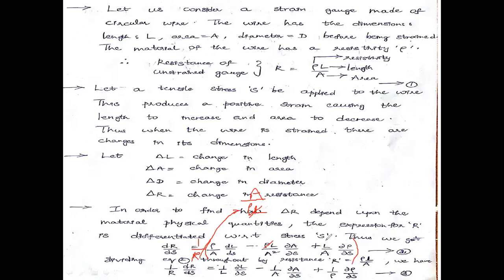And here A and A get cancelled, L and L get cancelled, and only rho remains here, plus 1 by rho dou rho by dou S. That is the meaning here. Okay, by substituting this term here, I will get this simplified equation. Let it be equation number 3.